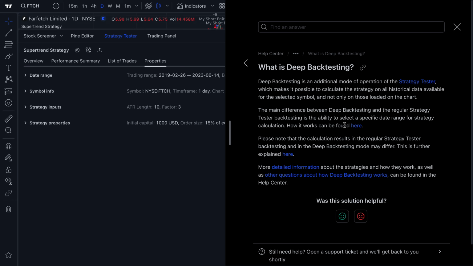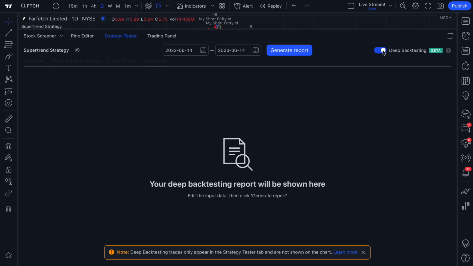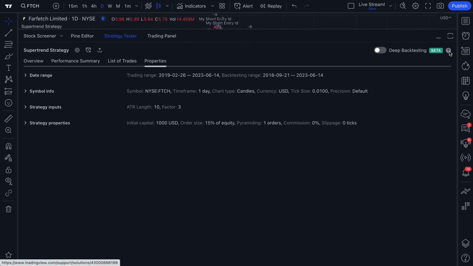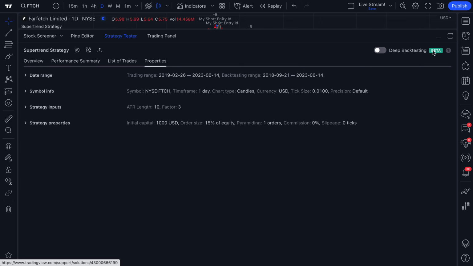And you can find that once again in the help center, and you can turn it on by just checking this box. Hovering your mouse over the tooltip and clicking it will get you started on deep backtesting. It is in beta, so please give it time, but we won't go into it because it's quite advanced, and the more advanced strategy testers and Pine coders out there have probably already explored it, but you can get started on it just by turning it on.